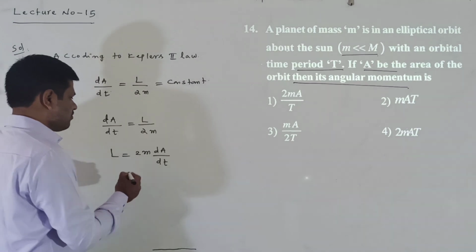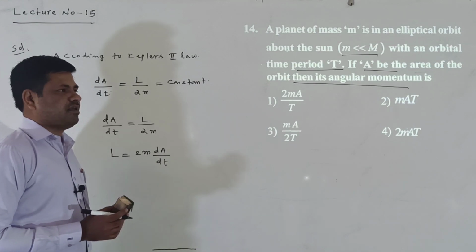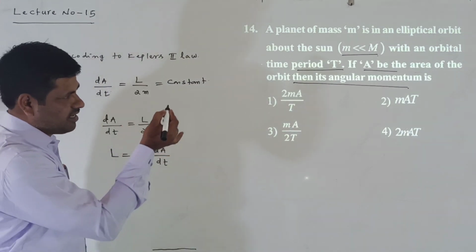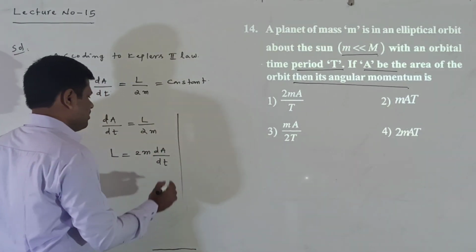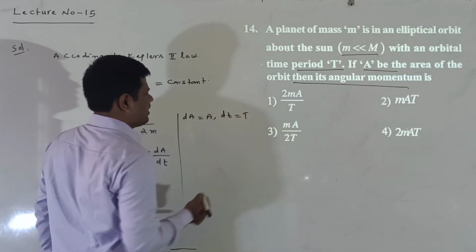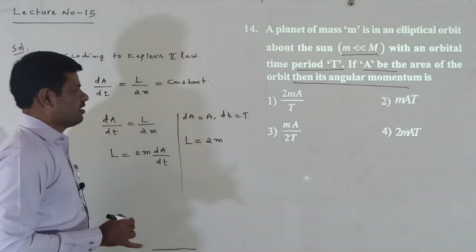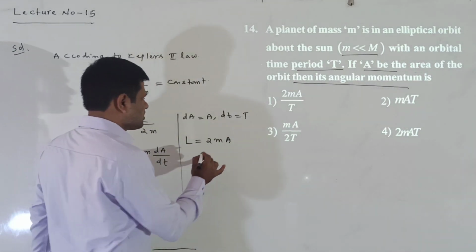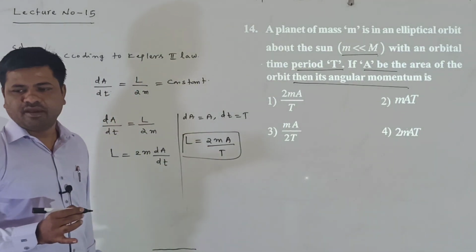Now what is the given area? Here small area is dA, small time is dt, but the area given is A. So in place of dA I am writing A, because the area is given as A, and the time period is given as T. So dA is equal to A given, and dt is equal to T given. So L, angular momentum, is equal to 2m, dA is the area given A, dt is the time period T. So angular momentum L is equal to 2mA by T.